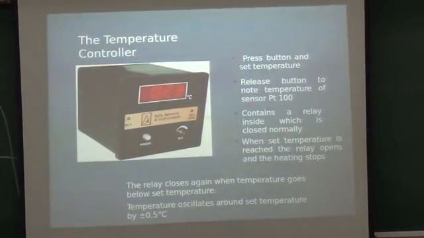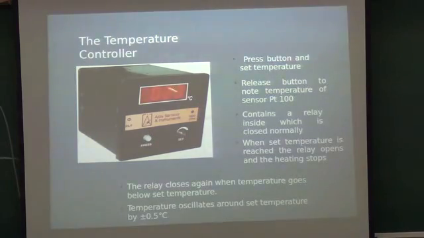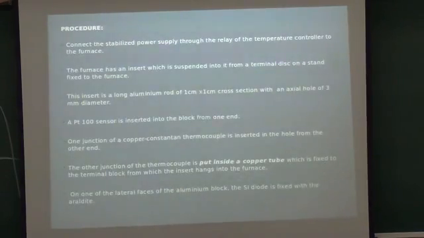Then for temperature control, we have a temperature controller here. This temperature controller is press button. You just press it and set the desired temperature. It contains a relay inside, which is normally closed, and the temperature oscillates. If you set a temperature, the temperature oscillates by plus or minus half a degree centigrade.